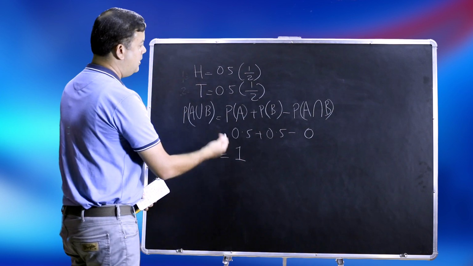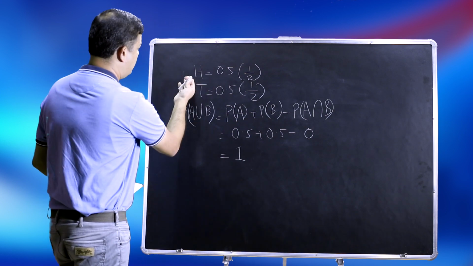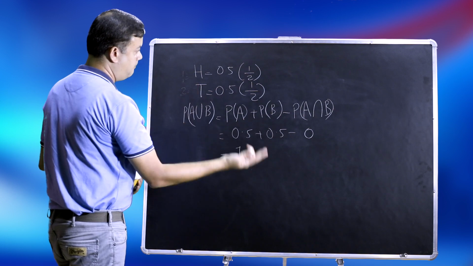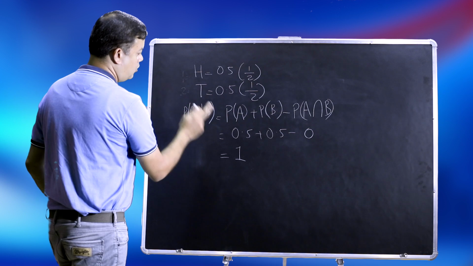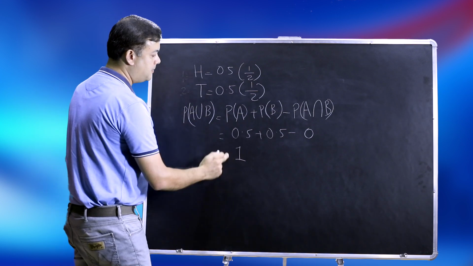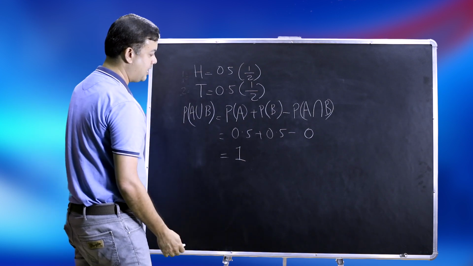So naturally, if you toss a coin, you will get either head or tail. If a baby is born, is it either a girl or a boy? So that is also the probability is just 100%, or 1, in this case.